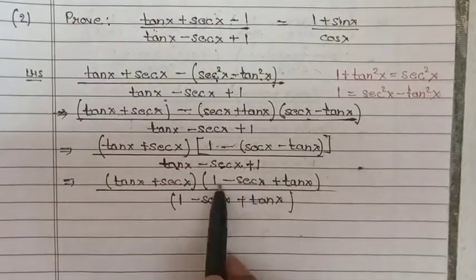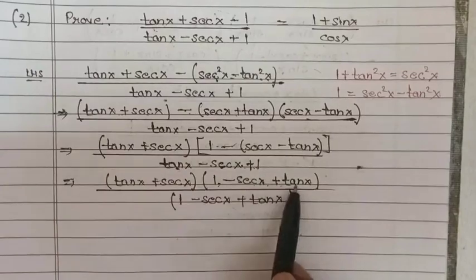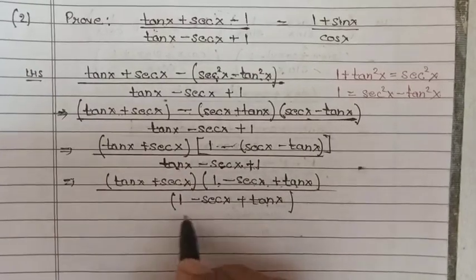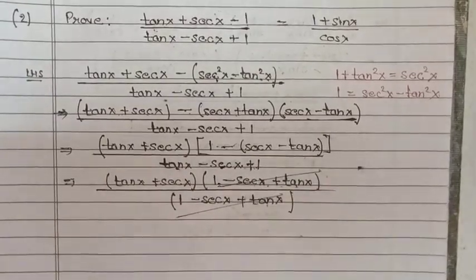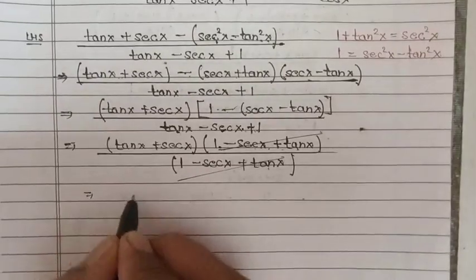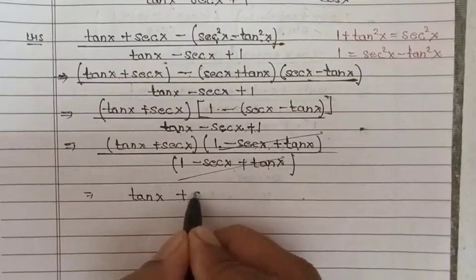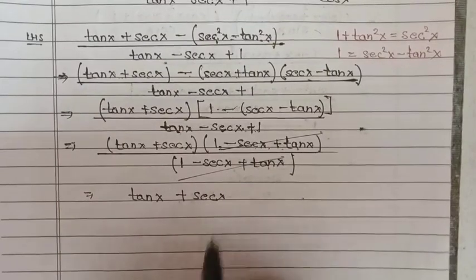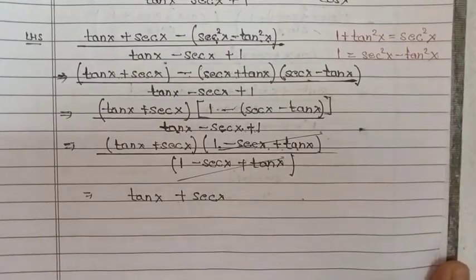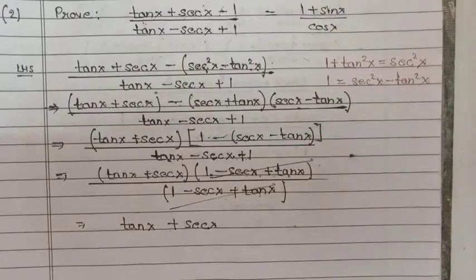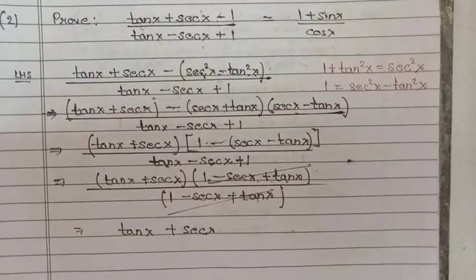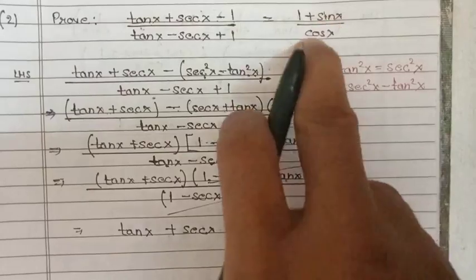So what will happen, now see, in the numerator 1 minus sec plus tan, denominator also, so this will cancel out. So you are left with tan x plus sec x, but we haven't got the required result. See, required result is 1 plus sine upon cos.